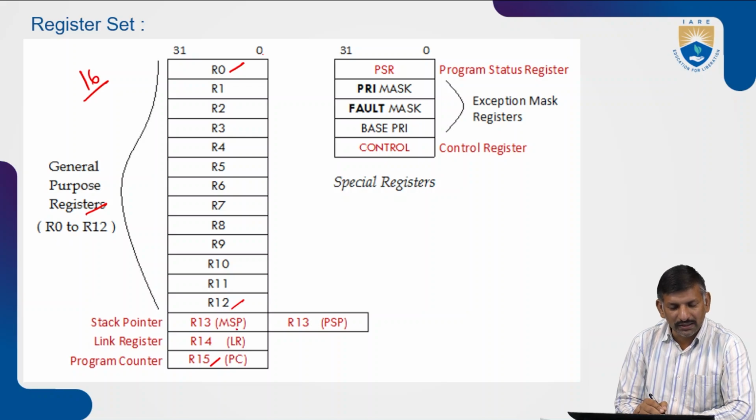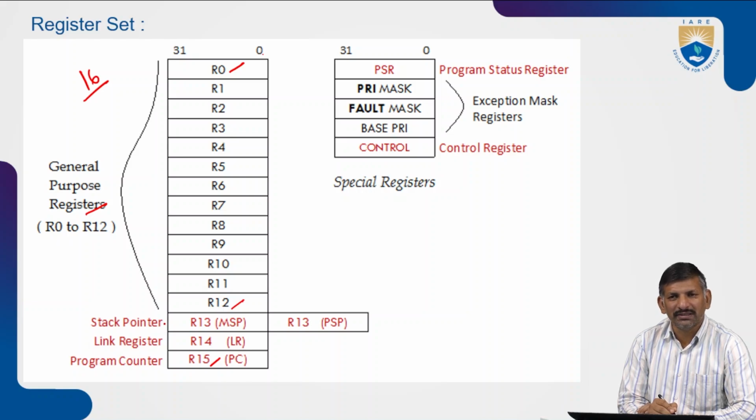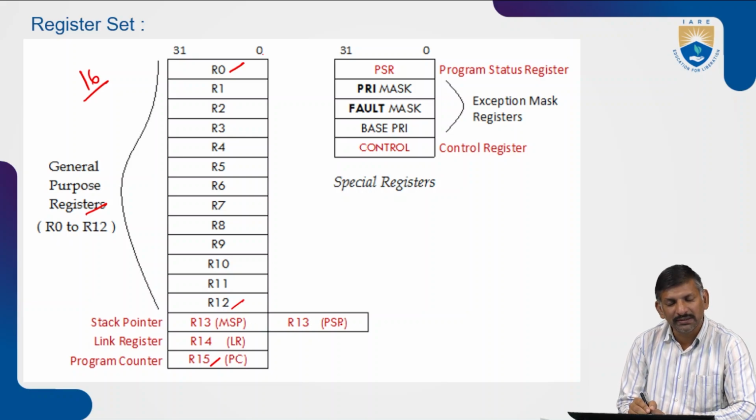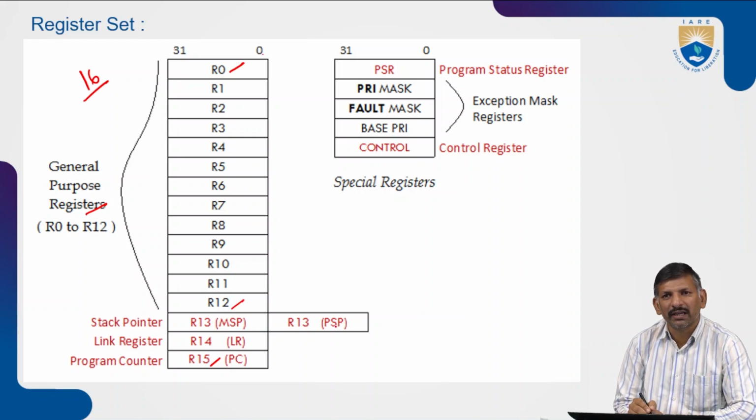Coming to the R13 register, it's used as the stack pointer. Pointer means address, so it stores the address of the stack top. Here there are two types of stack pointers. One is the main stack pointer, and another one is the process stack pointer.